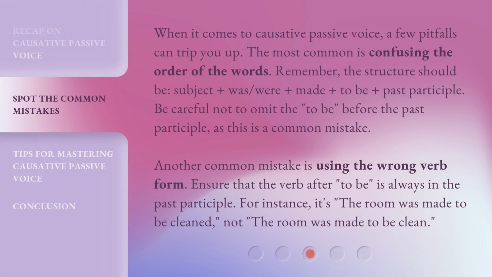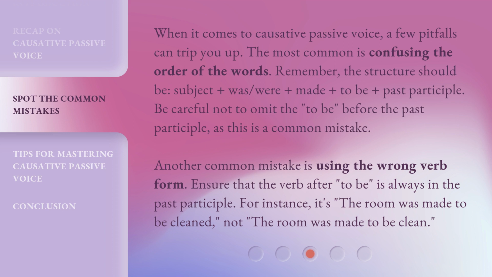When it comes to causative passive voice, a few pitfalls can trip you up. The most common is confusing the order of the words. Remember, the structure should be subject plus was/were plus made plus to be plus past participle. Be careful not to omit the "to be" before the past participle, as this is a common mistake.